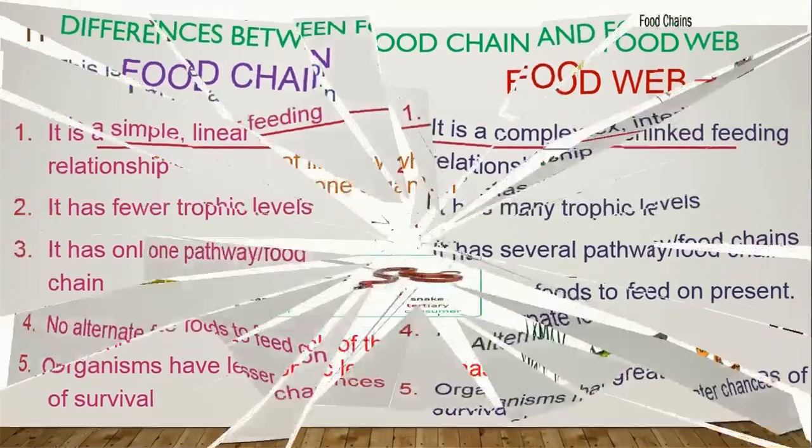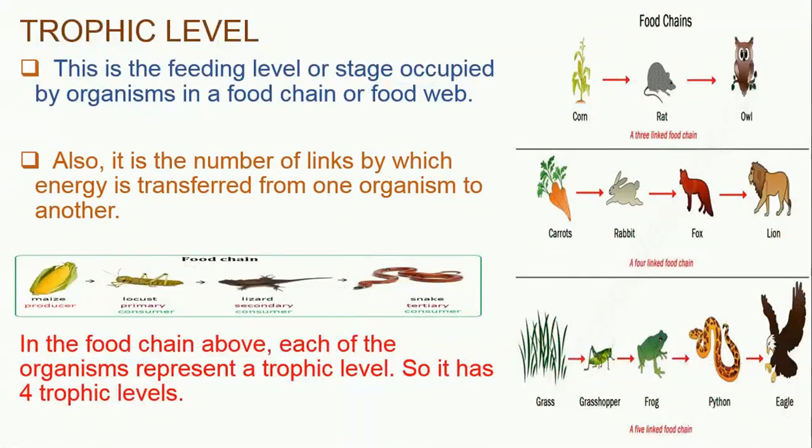All right, let's move to the next part. So let's look at trophic level. What do we mean by trophic level? This is the feeding level or stage occupied by an organism in a food chain or a food web. Also, it is the number of links by which energy is transferred from one organism to another. Simply put, every organism in a food chain or a food web is a trophic level.